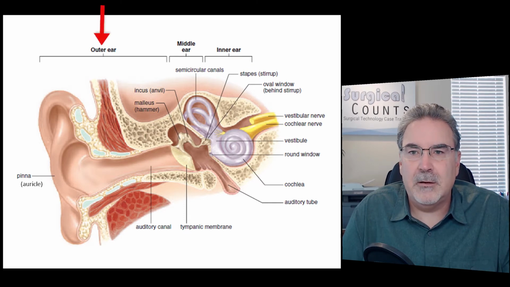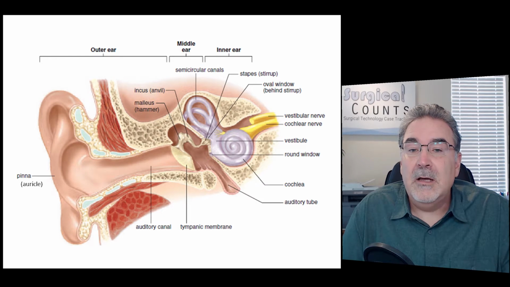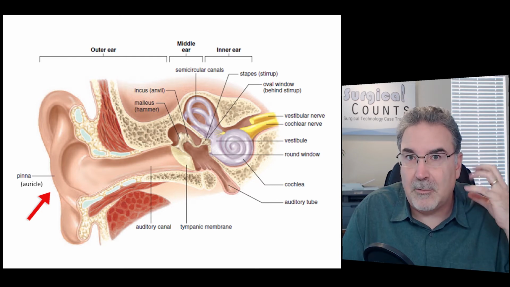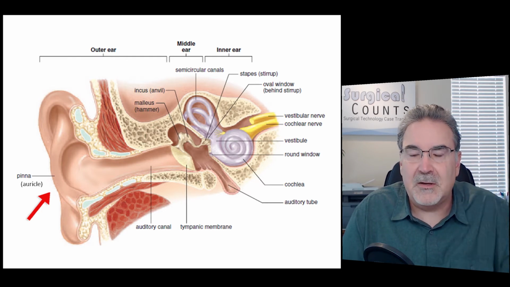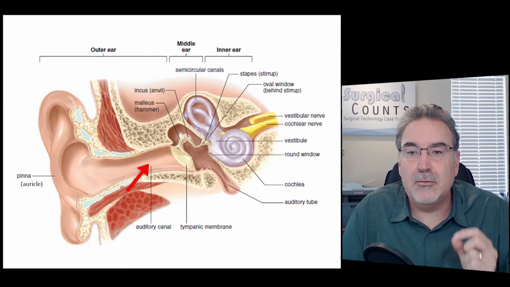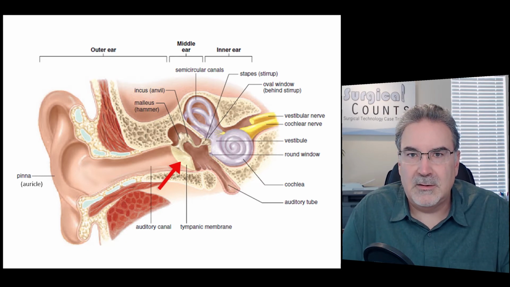We have the outer ear, the middle ear, and the inner ear. The outer ear is made up of the pinna, also known as the auricle. That's the outer portion of the ear that captures sound from all different directions and funnels it into the auditory canal, the ear canal. And that's what channels the sound down to the eardrum, also known as the tympanic membrane. So the tympanic membrane is the eardrum.